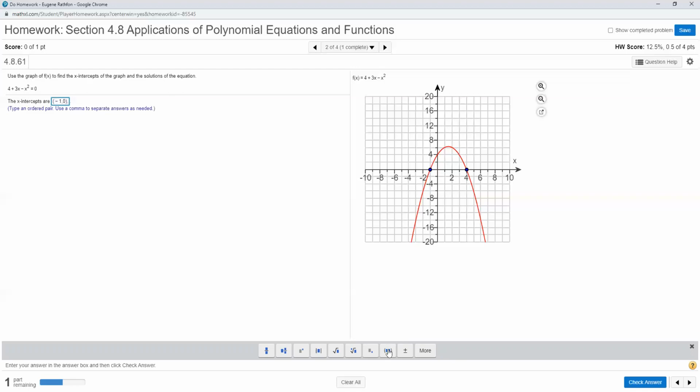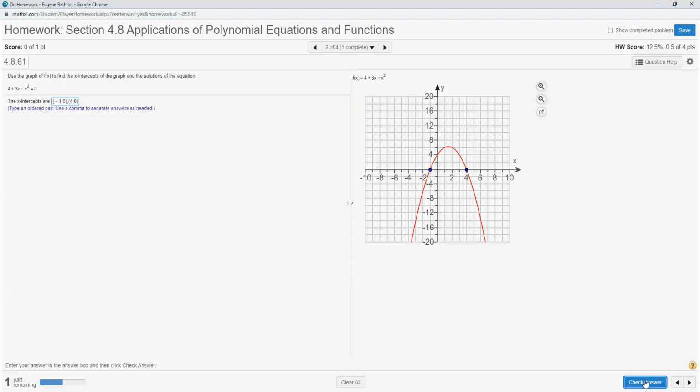So let me grab the next set of ordered pairs and I'll find this point on the right side. So that looks like 1, 2, 3, 4, 0. So I'll put in my 4, 0. All right, so -1, 0, 4, 0. Check that one so it'll let me have my next question.